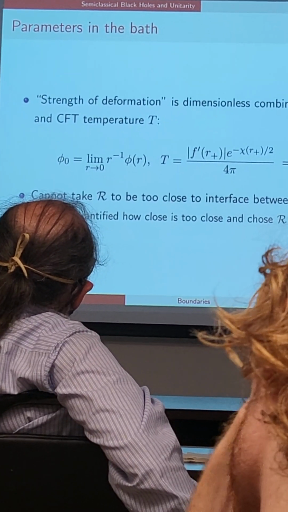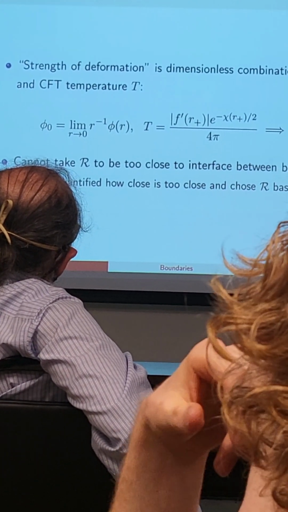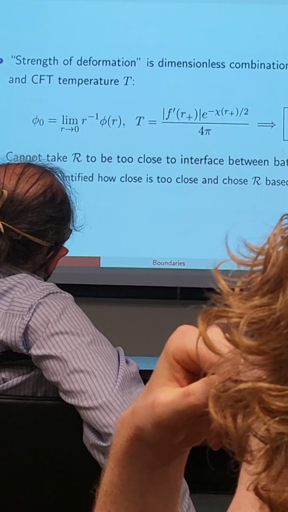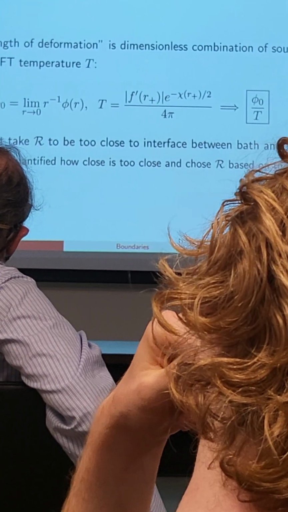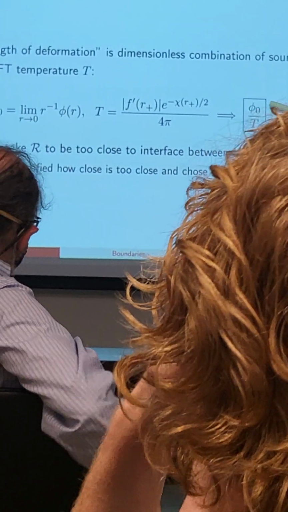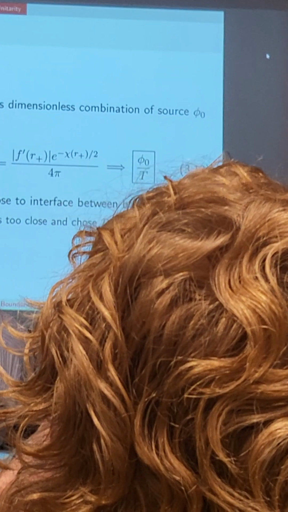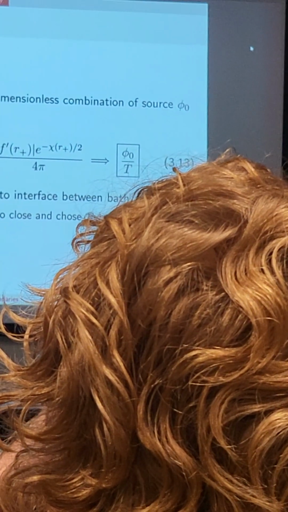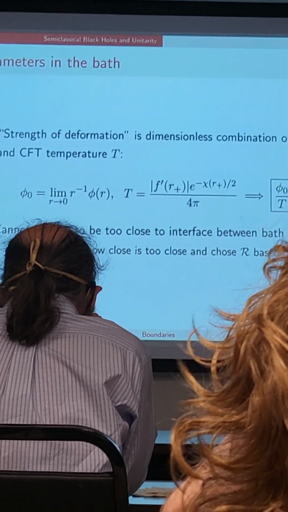So basically you have some source phi naught, which you can pull out of the asymptotic falloff of the field. And you also have the temperature of the CFT, which corresponds to the black hole temperature. And you can take a dimensionless combination, which is just the ratio of the two for d equals 3 and delta equals 2. And that's going to tell you how strong your deformation is. If this is 0, then you have no deformation, ergo you're going to have just an AdS black hole with no back reaction.